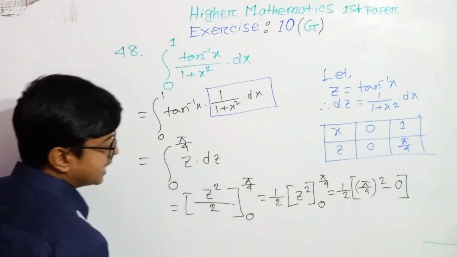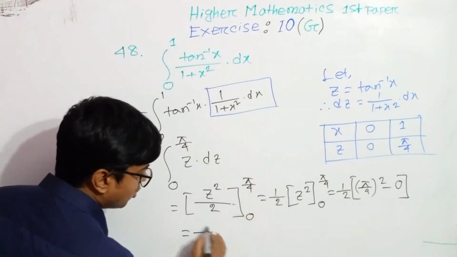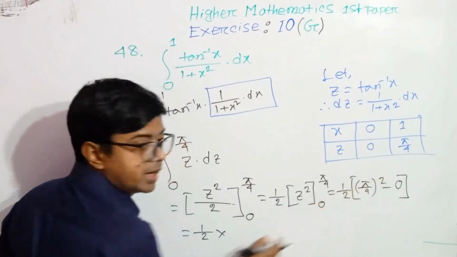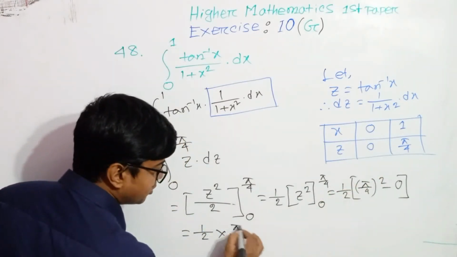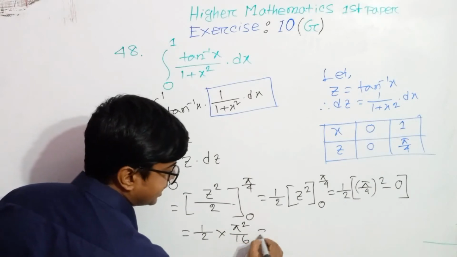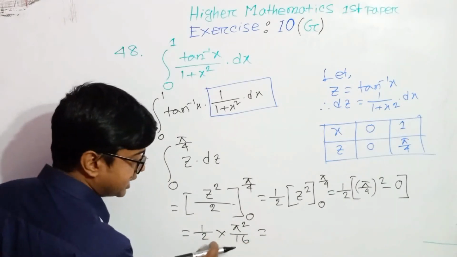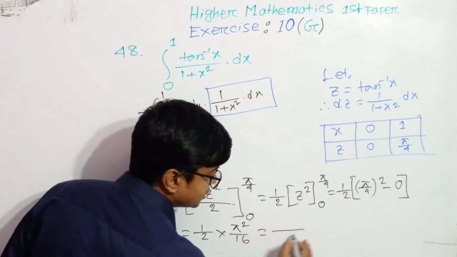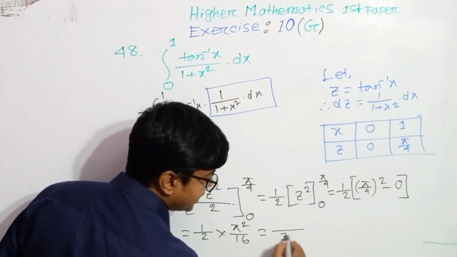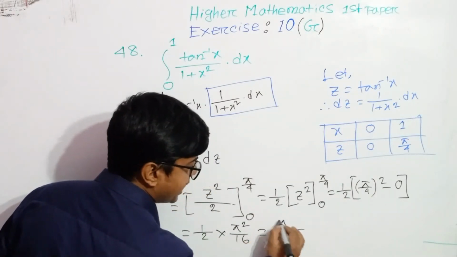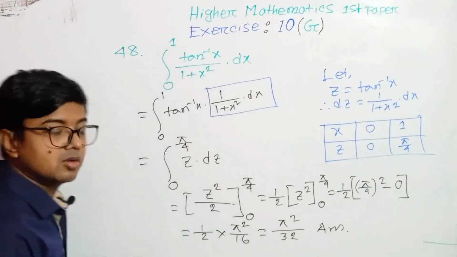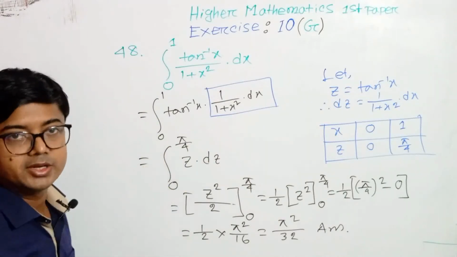And now after calculation it will be 1 by 2 into pi by 4 whole square, that means pi square by 16, and after calculation 2 into 16 is 32, so pi square by 32, which is the required answer of question number 48.